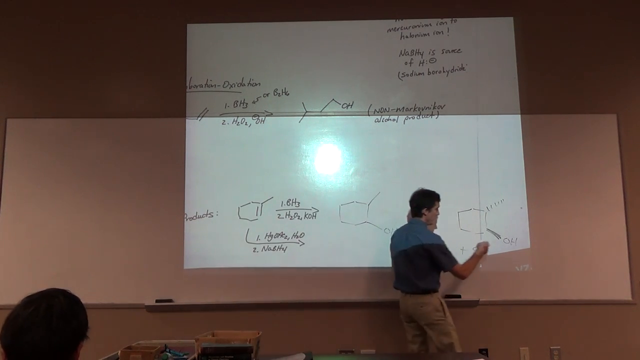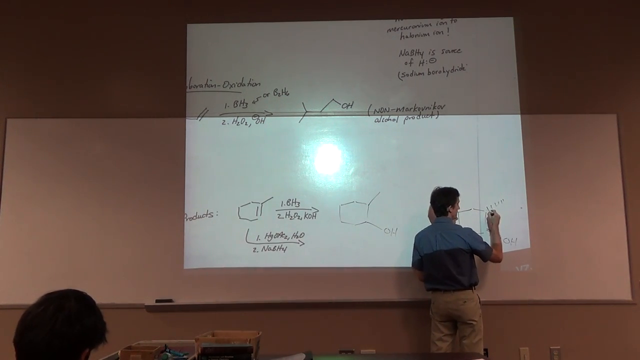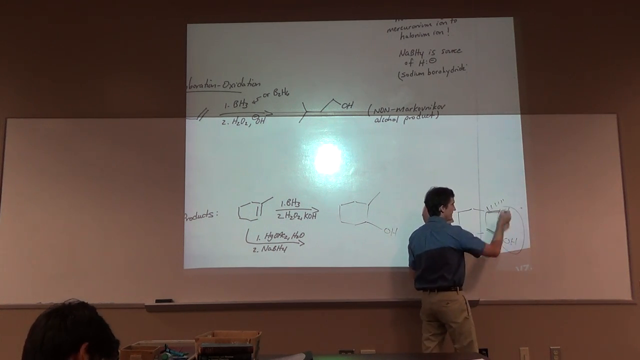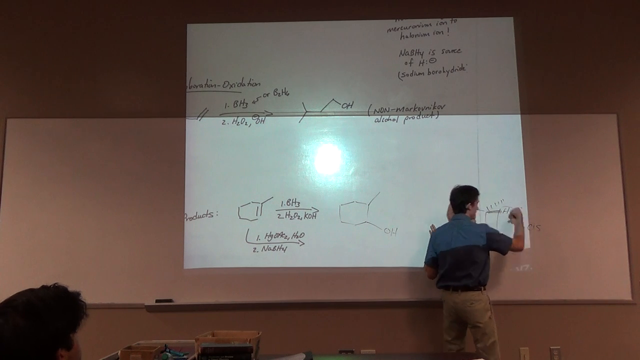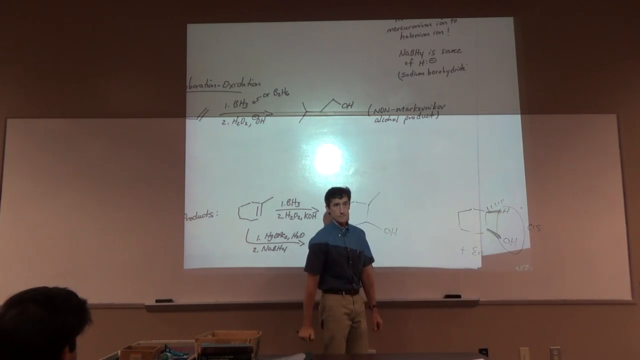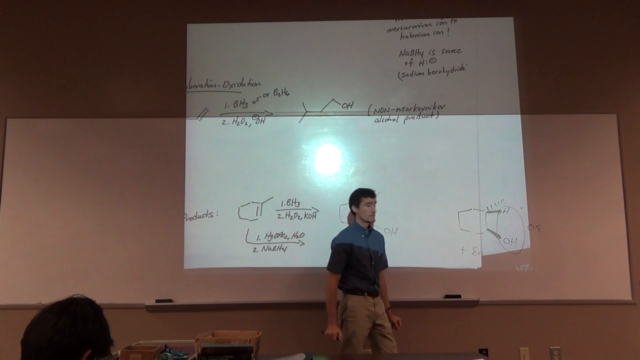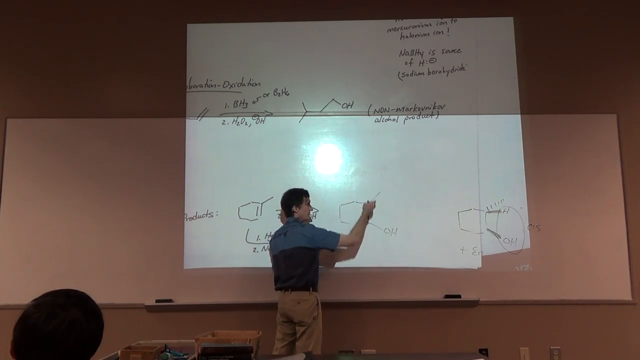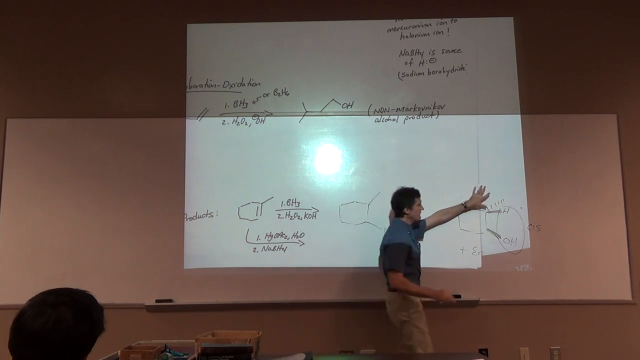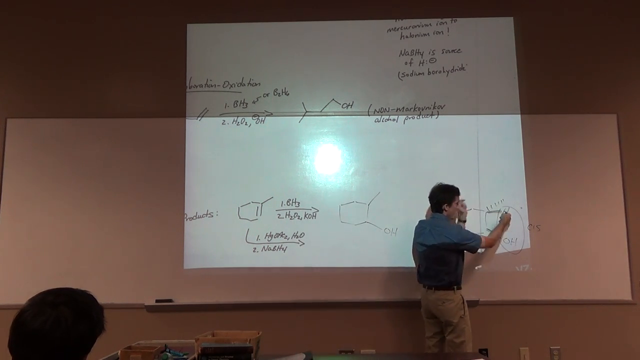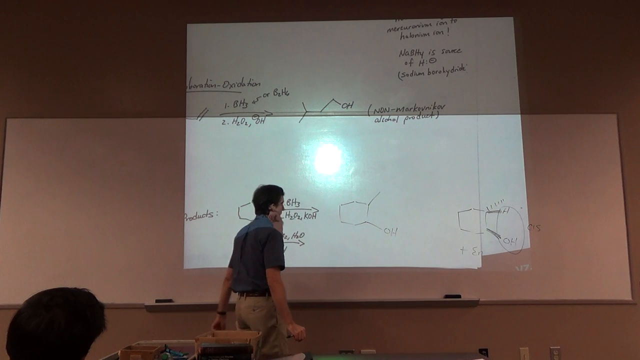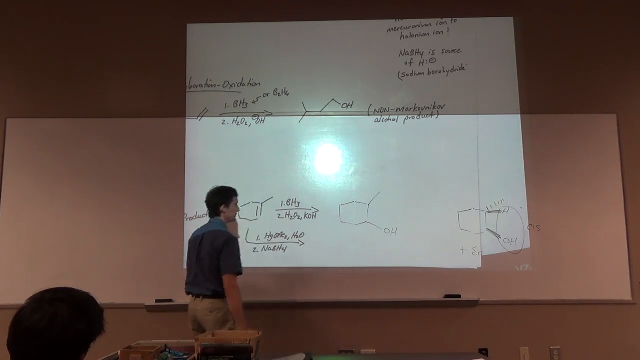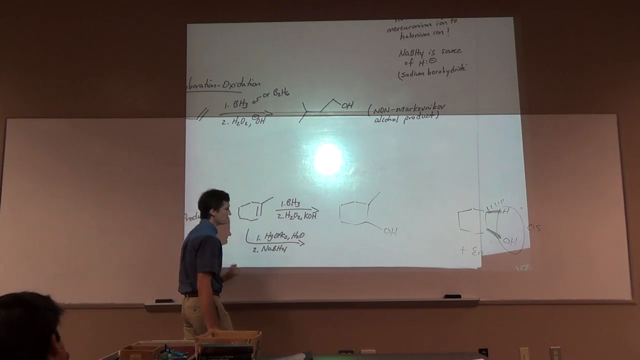It's because the OH and the new H, here's the water that we added, these two groups are cis. But when we look at this, we don't consider the H, we consider the non-H substituents. The substituents are trans because the OH and H are cis. Why are the OH and H cis? Well, it has to do with where the H comes from.